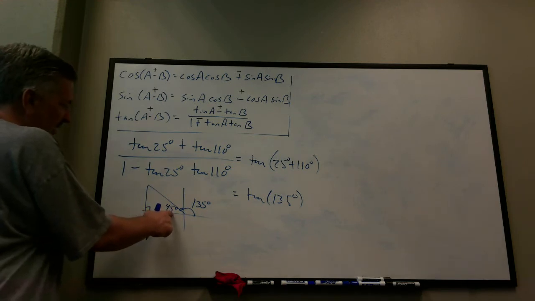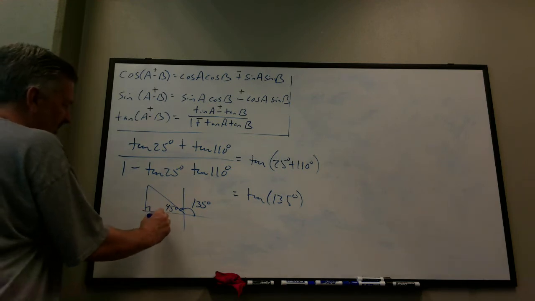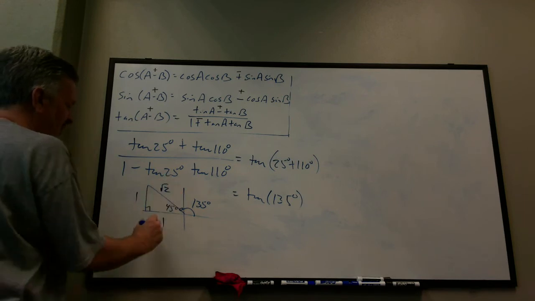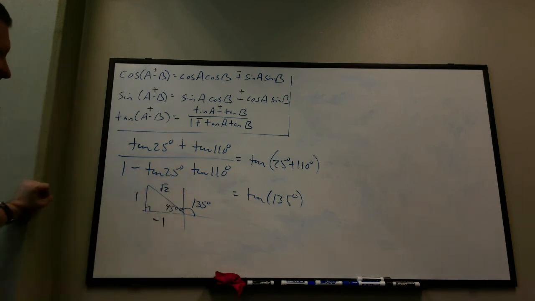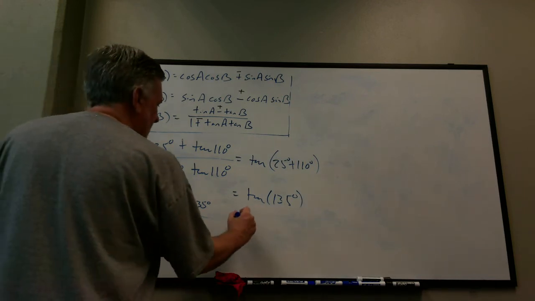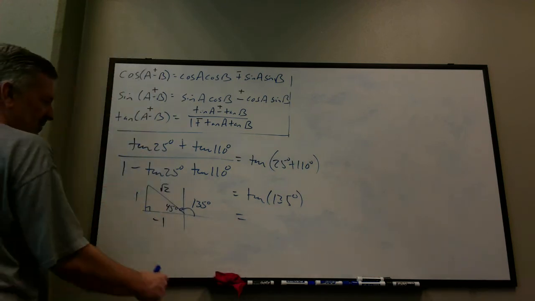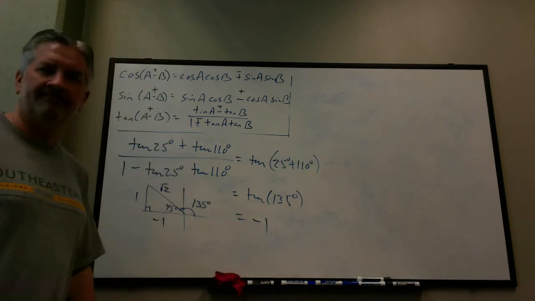So what are the numbers on the 45, 45, 90? It's 1, 1, square root of 2. There's a negative on the x value because we're in the second quadrant. And what's the tangent? Opposite over adjacent, which is the negative.